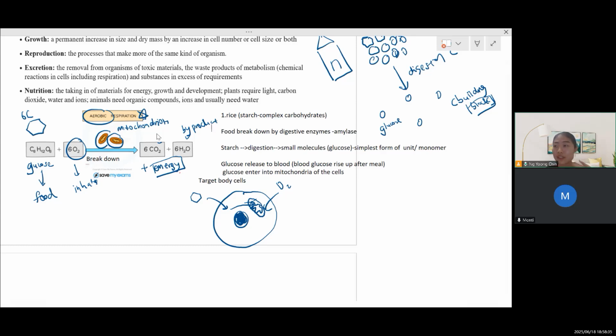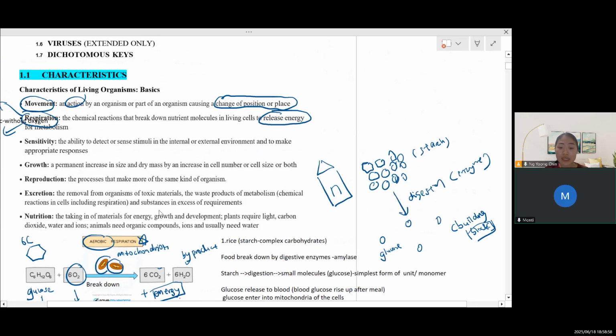So the exhaled air has the highest content of water vapor compared to the inhaled air. Exhaled air has a higher water content compared to the inhaled air. This you will learn in respiration again. So you understand about the process.